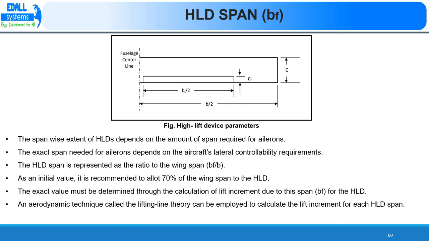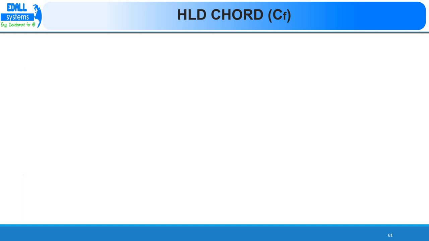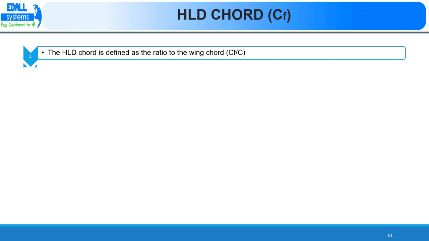Aerodynamic technique known as lifting line theory can be used to calculate lift increment for each span of high-lift device. The high-lift device span BF can be adjusted to achieve the required lift increment. Structural integrity must be considered while allocating part of wing chord to the high-lift device. Device chord is defined as the ratio of high-lift device chord, that is flap chord CF, to the wing chord C.